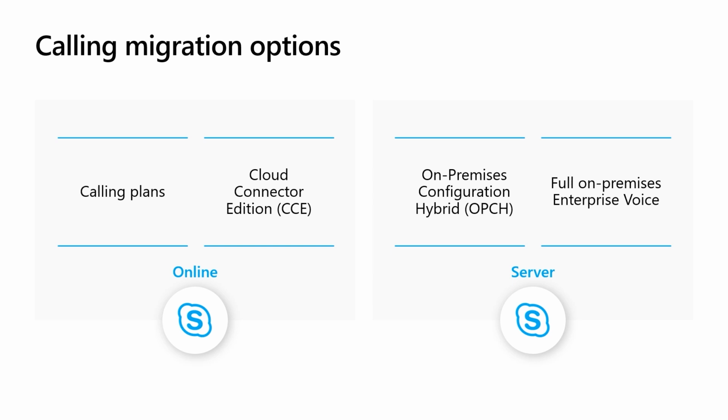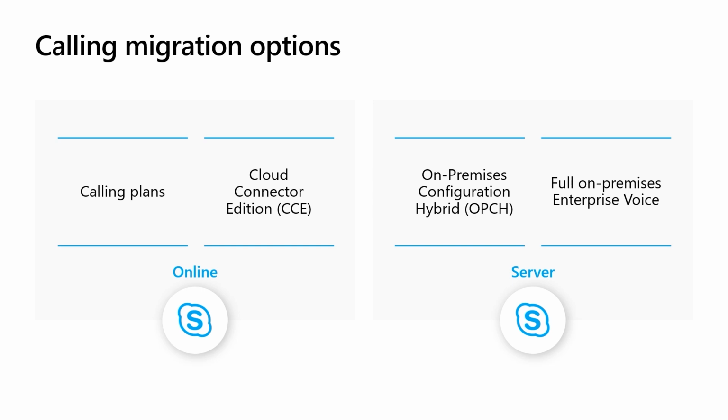Skype for Business Online customers can take advantage of Microsoft Calling Plan when Microsoft is your PSTN dial tone provider, or they may have implemented a Cloud Connector Edition, or CCE, architecture, where there is a SIP trunk coming from a PSTN provider to on-premises, and this virtualized platform with a session border controller connects that for a user using Skype for Business Online.